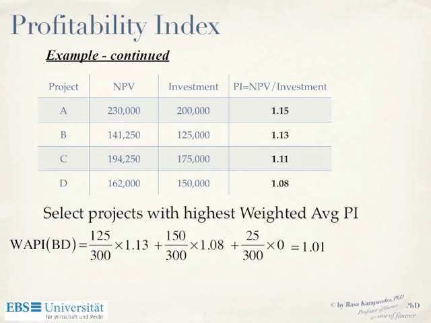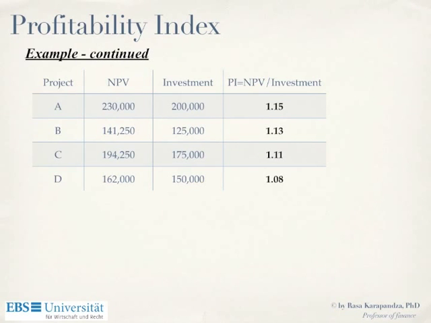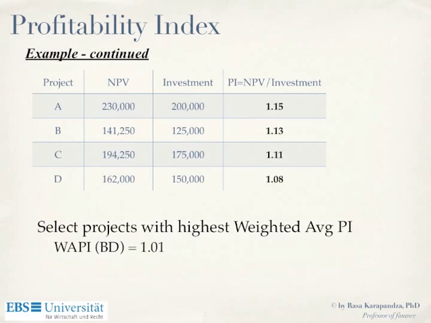Now you repeat the same thing for all other reasonable combinations, which is, B and D we calculated, project A alone, or B and C together. Everything else doesn't make sense. Either it does not fit in the budget, or it's obviously smaller, or it offers you obviously less. And you choose the combination that gives you the highest weighted average profitability index.